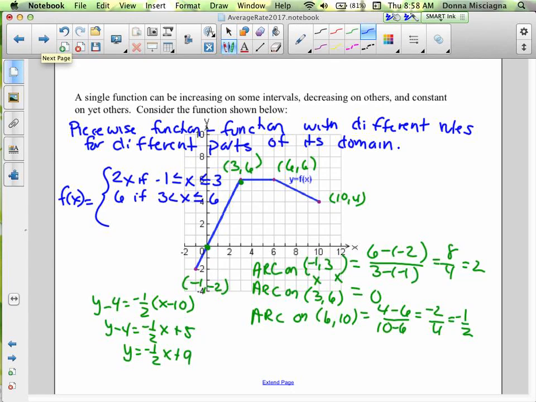So the rule we're going to use for our function when x is between 6 and 10 is going to be negative 1/2 x plus 9. And that's if x is greater than 6 but less than or equal to 10. I'm going to put this over here.